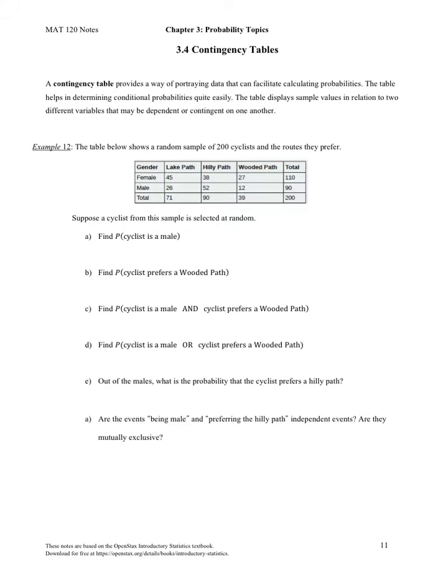Now we are asked to find the probability that the cyclist is male. And if you notice, we have a total of 90 males out of a total of 200 people. So the probability that he will be male will be 90 over 200. You can reduce that if you like, or you can write it as a decimal.